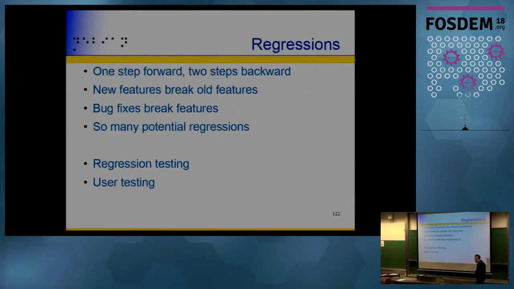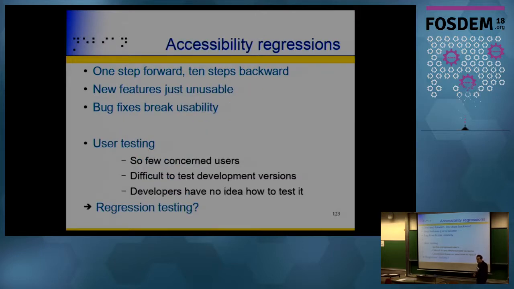So about regressions, you know about regression. So you move one step forward, but actually you go two steps backward, because a new feature breaks an old feature, a bug fix breaks a feature. You have regressions here and there. So you need regression testing and user testing. Concerning accessibility, it's way worse. Usually when you make one step forward, you actually have 10 steps backwards. And new features are just not usable at all, quite often, and bug fixes break usability completely quite often.